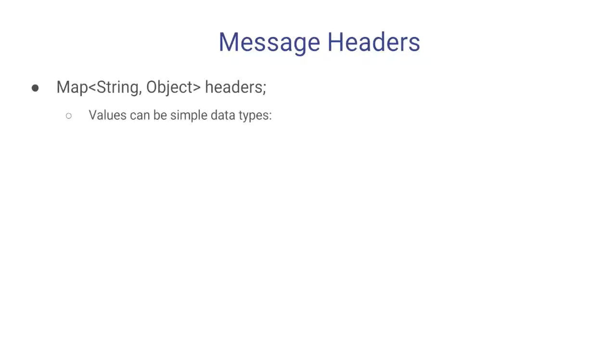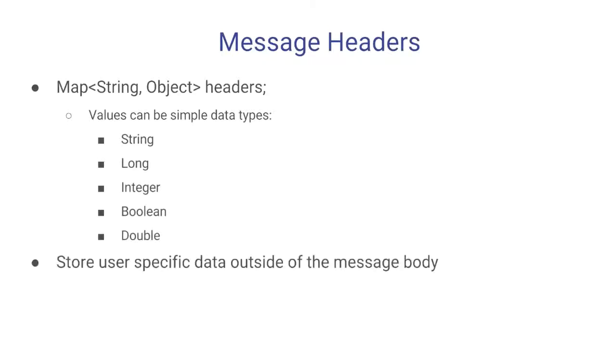So let's take a look at message headers. And message headers are simply just a map of strings to objects. And the values within that header can be simple data types, such as strings, long, integer, Boolean, and double. And headers are used to store user-specific data outside of the message body. So normally a message body contains some binary data, but you can also augment your message with additional metadata, which you can store in the headers.